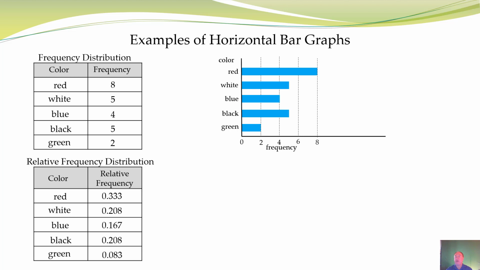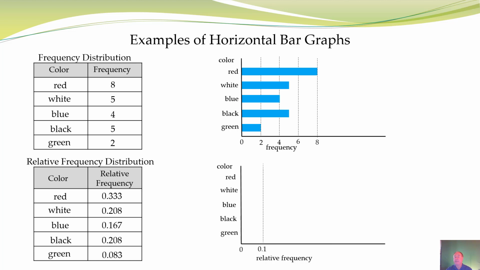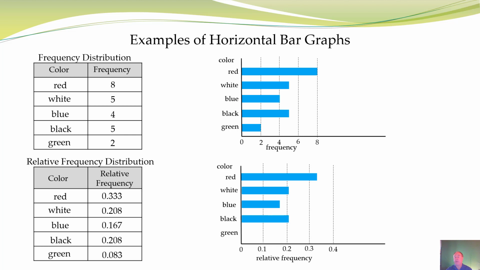And we could do the same thing for a relative frequency. Relative frequency bar graph, vertical axis, again the categories. The relative frequency on the horizontal, and the red bar would go out to 0.333, which is a little above 0.3. White would go a little above 0.2 because it's 0.208. Blue would be 0.167, about 2/3 of the way between 0.1 and 0.2. Black a little above 0.2, and green would go a little less than 0.1.